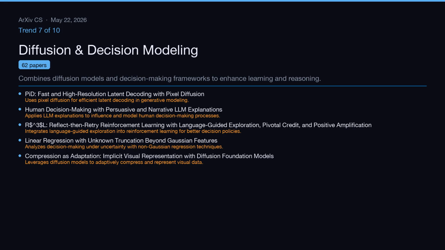Trend 7 of 10, Diffusion and Decision Modeling. Combines diffusion models and decision-making frameworks to enhance learning and reasoning. This cluster covers 62 papers. Representative work includes PID, Fast and High-Resolution Latent Decoding with Pixel Diffusion, Human Decision-Making with Persuasive and Narrative LLM Explanations, and R3L, Reflect then Retry Reinforcement Learning with Language-Guided Exploration, Pivotal Credit, and Positive Amplification.